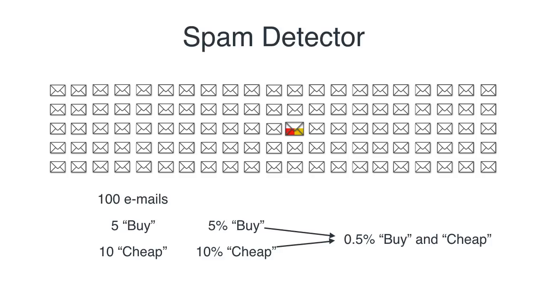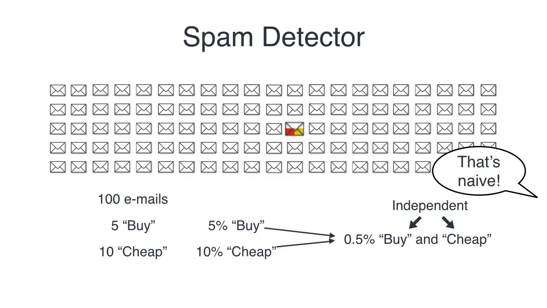What we did is an assumption. We assumed that the words buy and cheap are independent. They may not be, right? It could be that containing the word buy makes it easier to contain the word cheap because you're talking about a product. You say buy cheap something, or it could be the opposite, that if one appears, that sort of forces the other one to not appear or to be less likely to appear. So it's quite a strong assumption. As a matter of fact, many people would say that that's a naive assumption. Assuming that two variables are independent when they may not be is very naive.